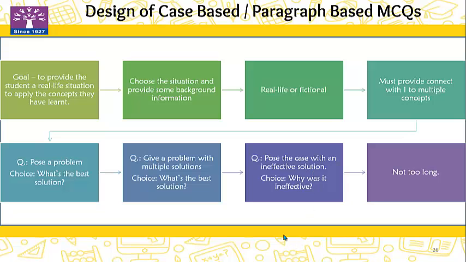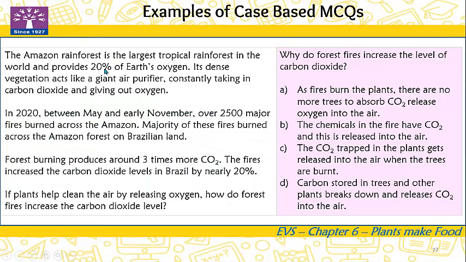So, let's see another example of case-based MCQs on the photosynthesis concept. Now, this is related to the forest fires in the Amazon forest that were burning almost continuously for 6 months in the year 2020. So, this is a real life case, a real life example, and the question is, how do forest fires increase the carbon dioxide? Because the Amazon rainforest was burning for almost 6 months at a stretch.